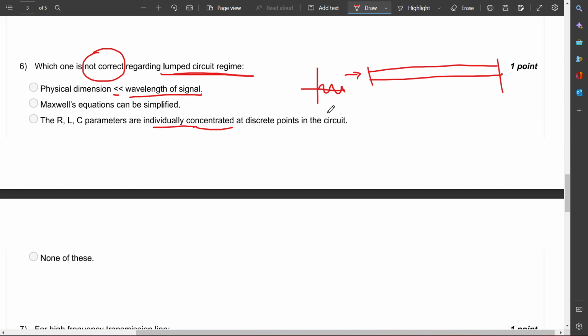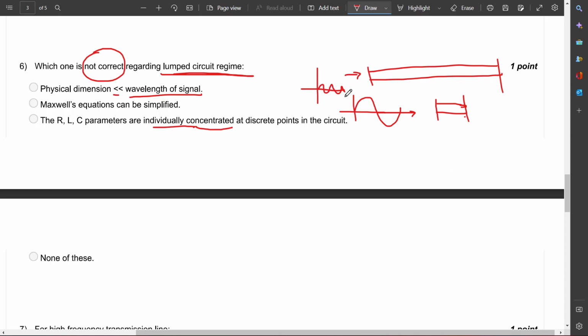So wavelength is small, which means it will have more losses over long distances. Yeah, no, that's not the thing I want to tell you. I want to tell you, yeah.